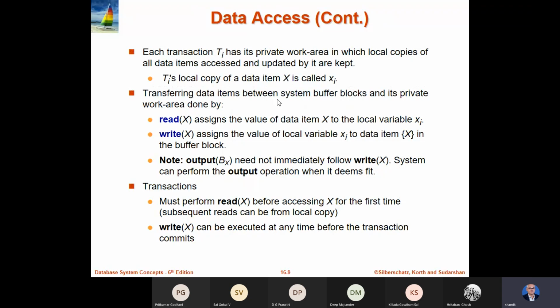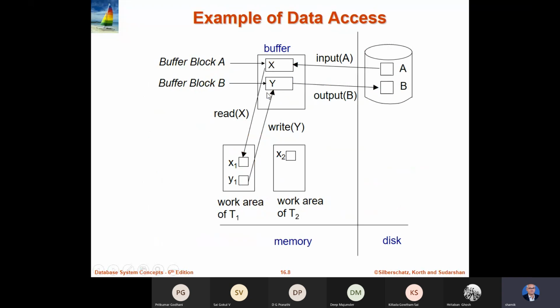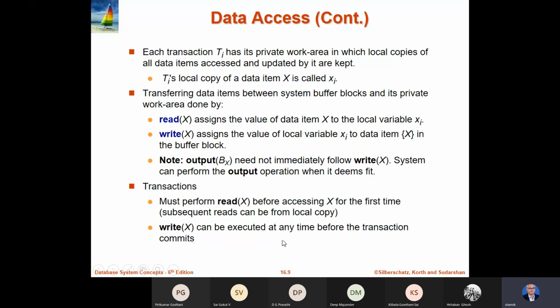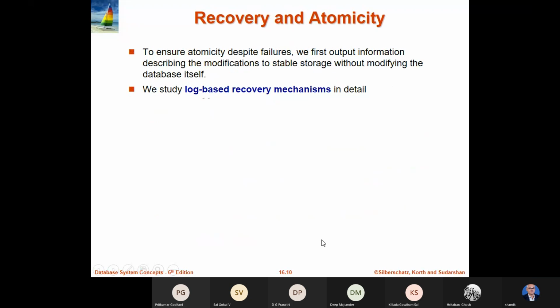So this is what I have already mentioned, what read X and write X are about local values. This is what I have been repeating a few times for your understanding: output of X need not immediately follow write X. This write X is done, or write Y is done, but that output need not follow immediately. Transactions perform read X before accessing X for the first time. Write X can be executed at any time before the transaction commits.